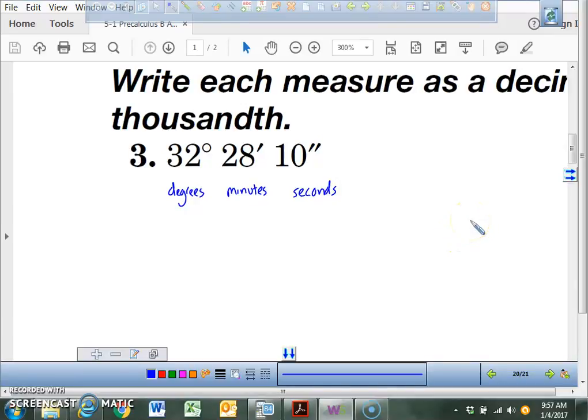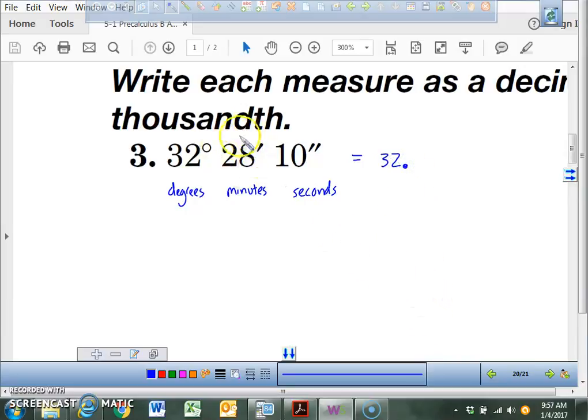Continuing chapter 5, section 1, which deals with angles and degree measure. So right now we have 32 degrees, 28 minutes, and 10 seconds. We want to convert this to a decimal, and we're going to round it to the nearest thousandth. Okay? So we definitely know we have 32 whole degrees.